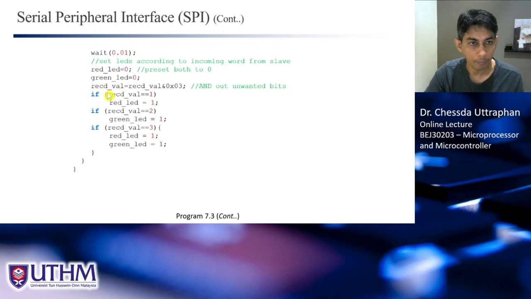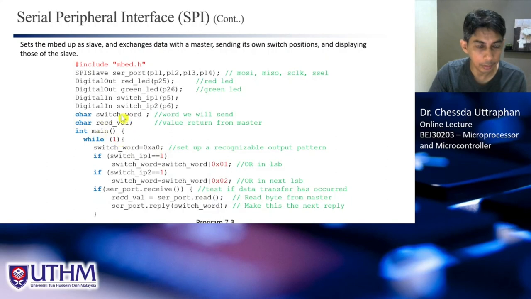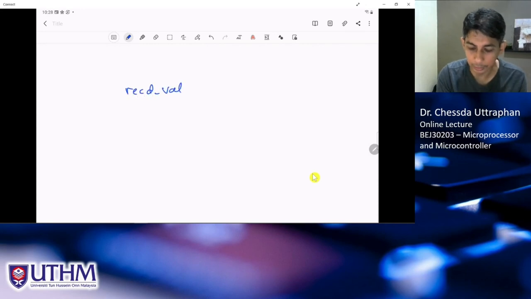All right. Yeah, we output to the LED and this. We AND with number 3, right, to remove the unwanted or to mask the data that we read in, and we check whether equal to 1 or not. If equal to 1, the red LED is 1, means that we turn on the red LED. So for example, if we receive, yeah, remember the receive data from the serial line is this, yeah, RECD variable, RECD VAL is the receive variable.